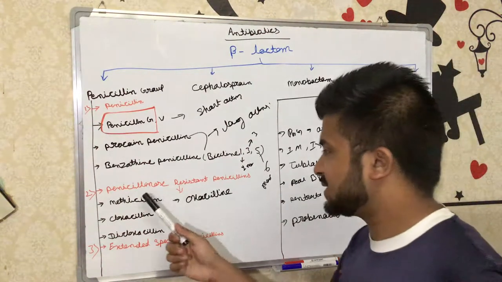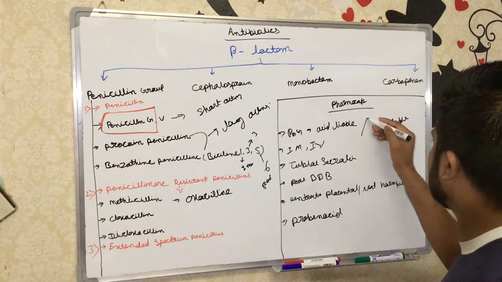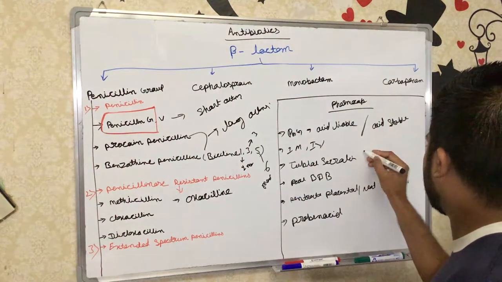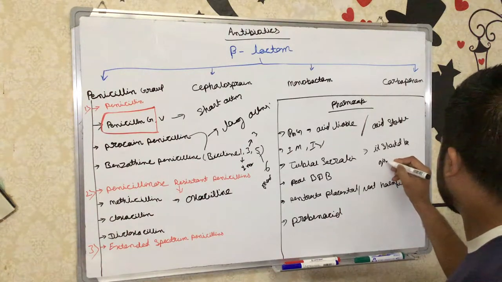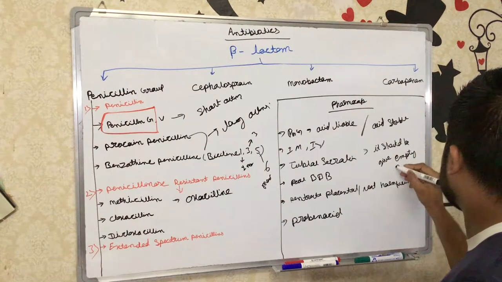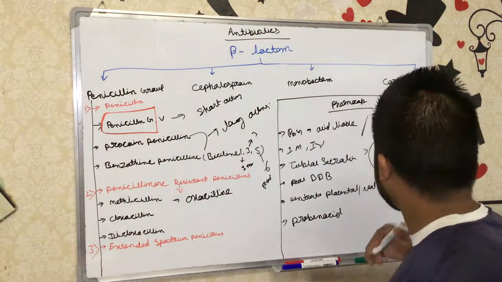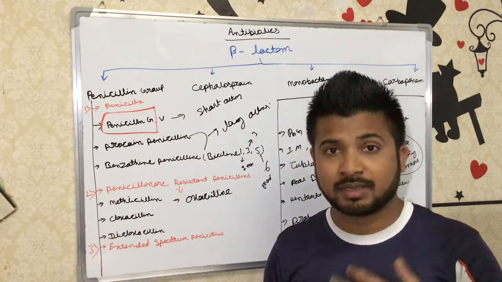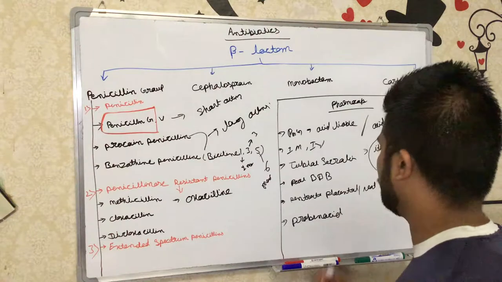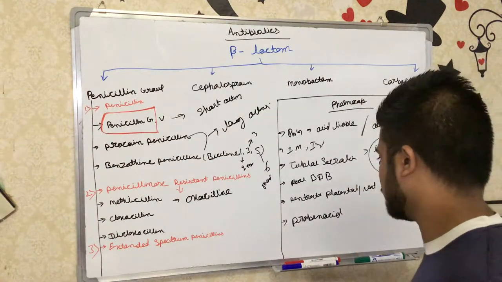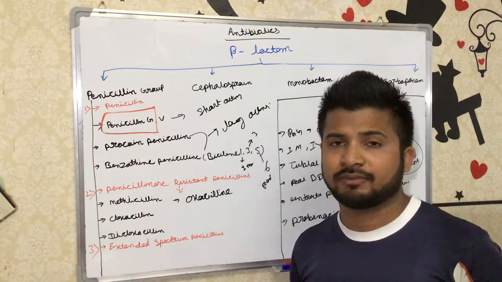Now let's discuss penicillin-resistant penicillins. The pharmacokinetics are the same, but the main difference is again acid stability. One more thing: it should be given on an empty stomach. Even though we can give it after a meal, if we give it on an empty stomach it will be absorbed well and the action will be good. That's why it should be given on an empty stomach. The rest is the same. It is excreted by tubular secretion, has poor blood-brain barrier penetration, and also penetrates the placenta but is not harmful. And probenecid can also inhibit the excretion, or we can say metabolization.